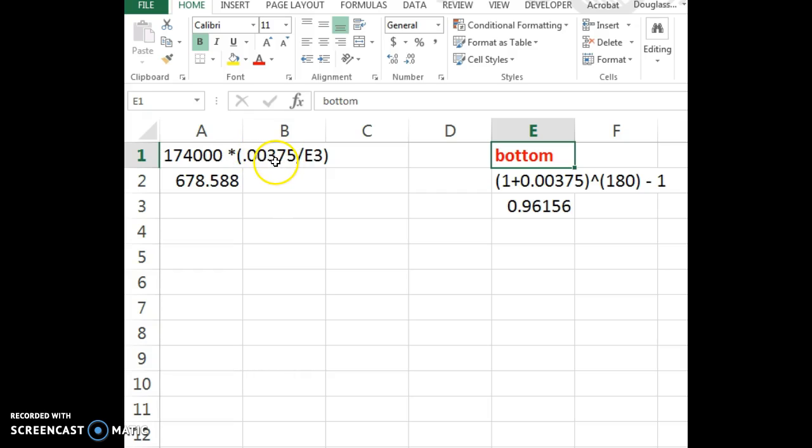The top is just a single value that's easy to enter. The bottom's complicated, so I'm going to solve that off to the side here. So I type the bottom in off to the side and get a result.